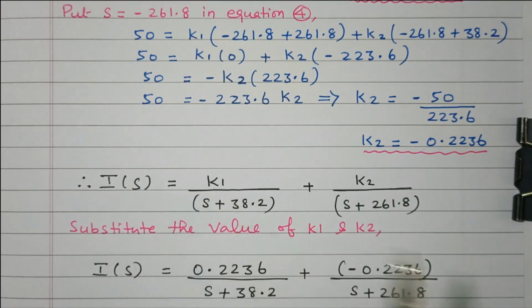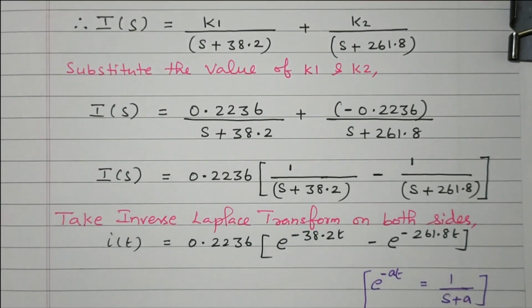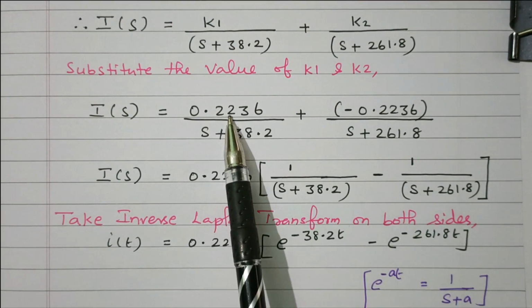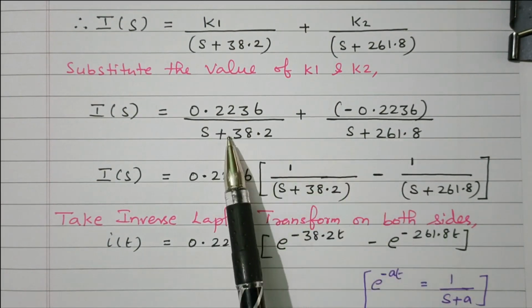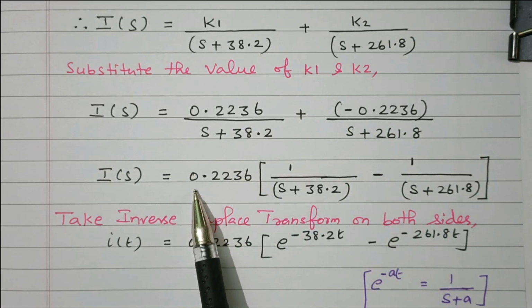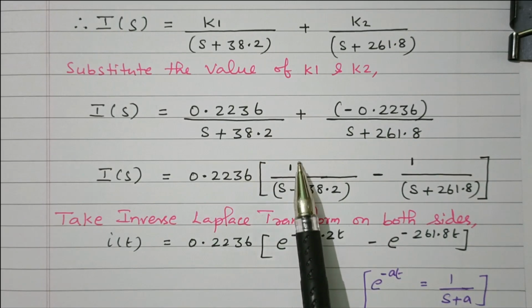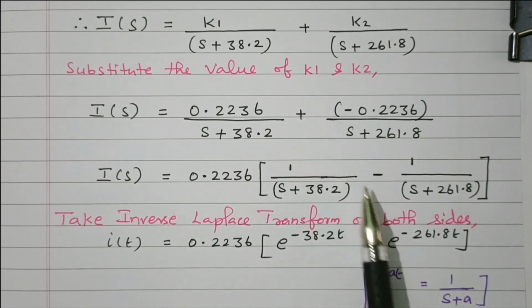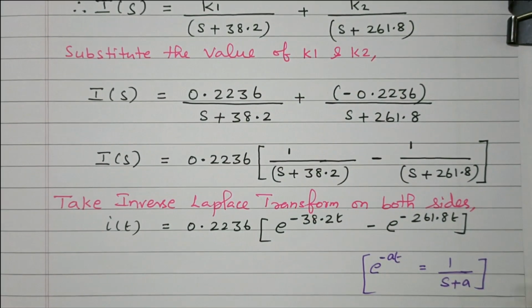Now this is the equation what we discussed, partial fraction. Now we can substitute the value of k1 and k2 so that we can go further for inverse Laplace. So k1 is 0.2236. k2 is minus 0.2236. Right. So we can write like this. This 0.2236 is available commonly. We can take it outside. 1 divided by s plus 38.2 minus, due to this minus here, 1 divided by s plus 261.8. Now we can take the inverse Laplace easily.